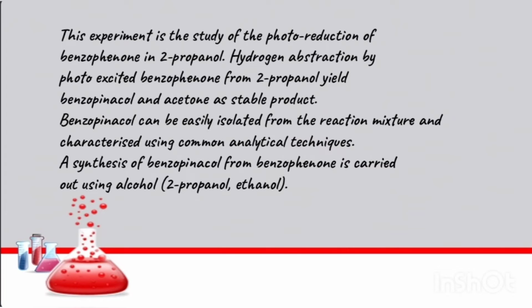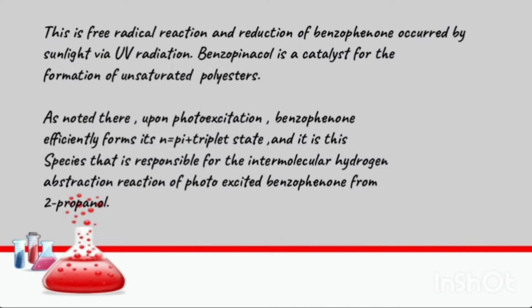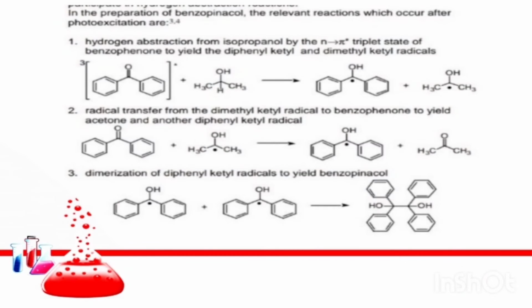A synthesis of benzopinacol from benzophenone is carried out using alcohols that are 2-propanol and ethanol. This is a free radical reaction, and reduction of benzophenone occurs by sunlight via UV radiation. Benzopinacol is a catalyst for the formation of unsaturated polyesters. As noted here, upon photoexcitation, benzophenone efficiently forms its n,π* triplet state, and it is this species that is responsible for the intermolecular hydrogen abstraction reaction of photoexcited benzophenone from 2-propanol.